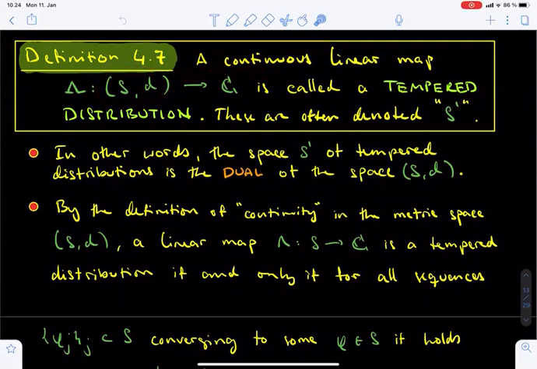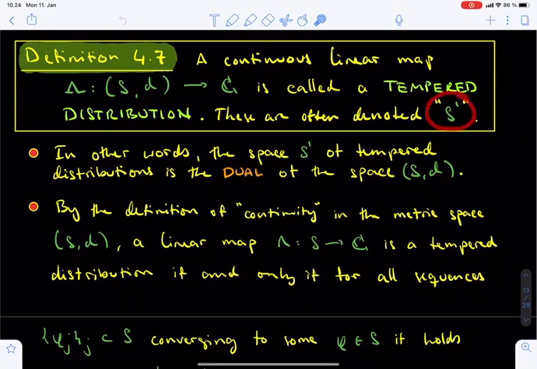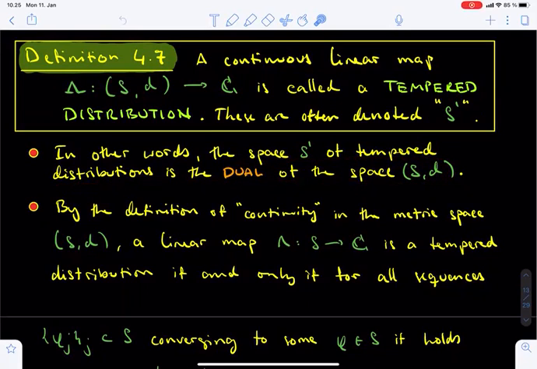Now we can define the space of tempered distributions. This is definition 4.7. A tempered distribution is any continuous, complex-valued linear map on the space of Schwartz functions, where continuity is defined relative to the metric D. The space of tempered distributions is typically denoted by calligraphic S'. For those of you who have studied some functional analysis, the space of tempered distributions is the dual of the space of Schwartz functions, equipped with the D distance.